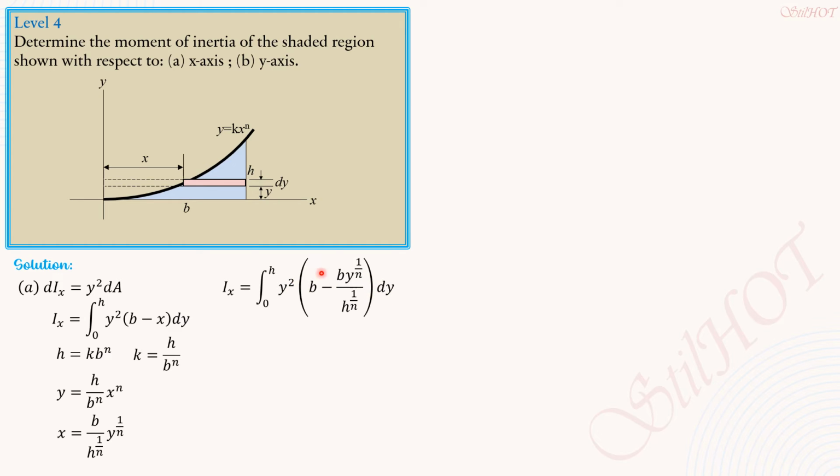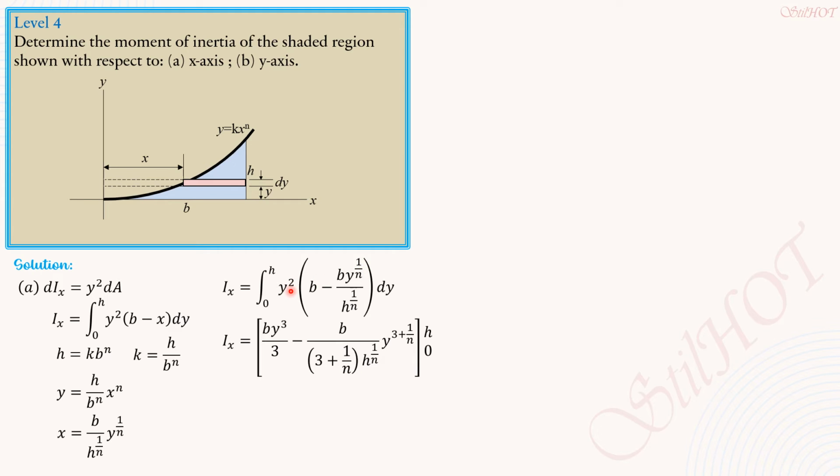So the integral of the first term, b y squared, is b y cubed over 3. While the integral of the second term, because we have b over h to the 1 over n, y to the 2 plus 1 over n. So by power formula, it becomes y to the 3 plus 1 over n, then divided by 3 plus 1 over n for the second term. So Ix equals b y cubed over 3 minus b over 3 plus 1 over n.